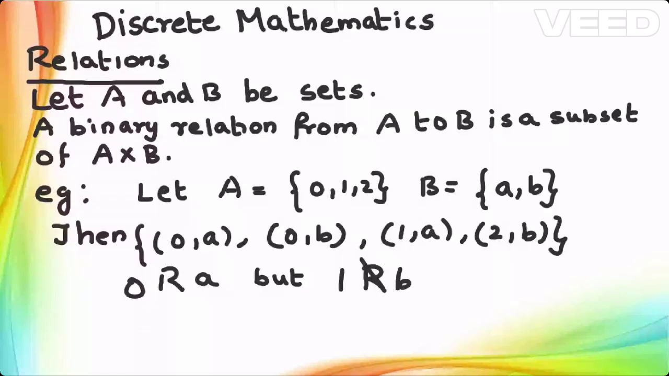Let us start with the relations. Let A and B be any two sets. We define a binary relation from A to B, which is a subset of A cross B. Let us give one example for a binary relation.